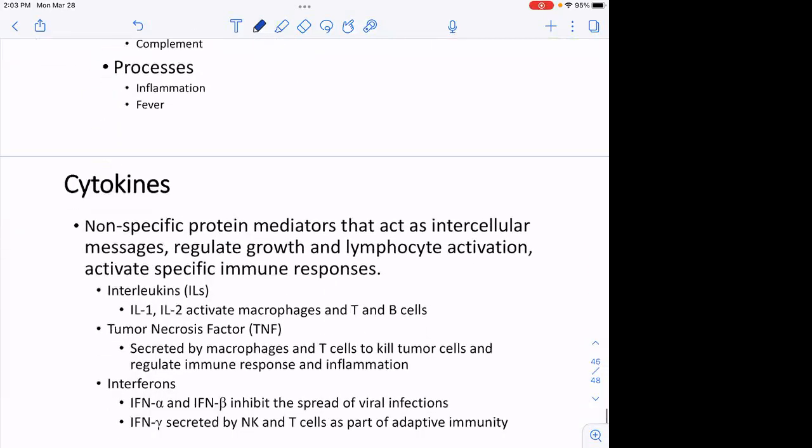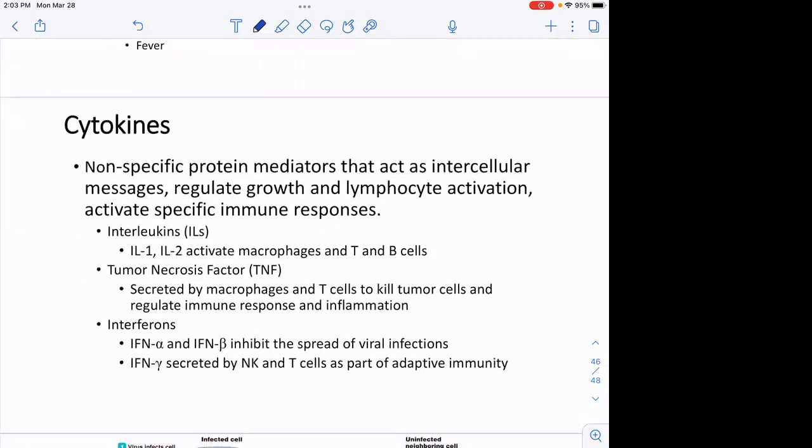Okay, so I've mentioned, this is a very wordy slide, and I apologize for that. But I just want to talk about cytokines in general, and mostly just recognize the kinds of molecules that are cytokines. So not too much really specific information here.